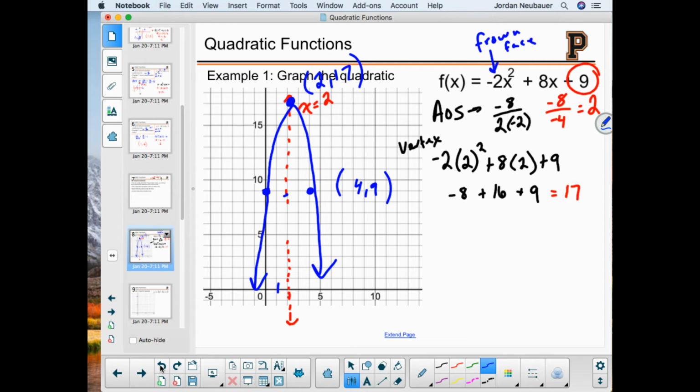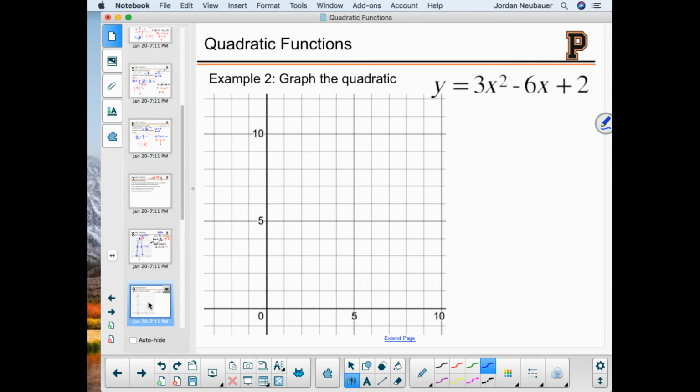But this is probably just fine as well. All right, let's try a couple more here. Again, starts with AOS. We find that axis of symmetry, opposite B over 2 times the A value. So in this situation, our B is -6. So we go +6 over 2 times 3. 6 over 6, this is symmetrical with 1. Okay, so we're going to want to plot that axis of symmetry first.